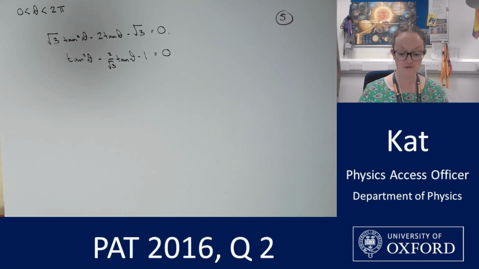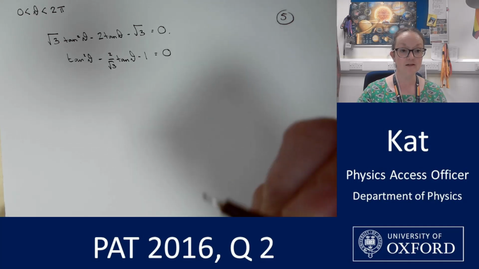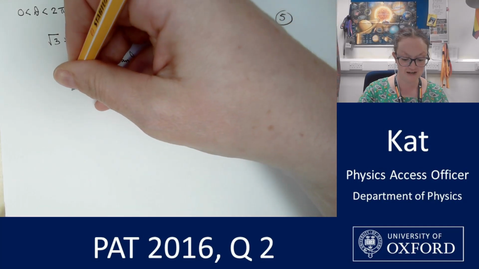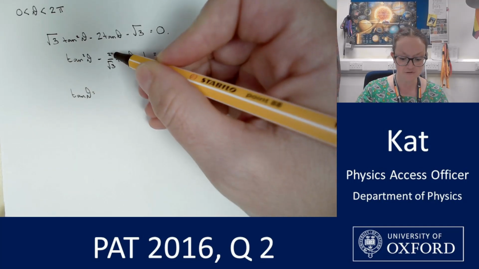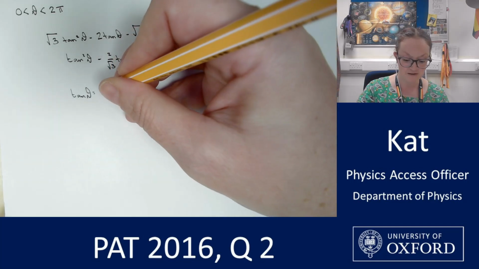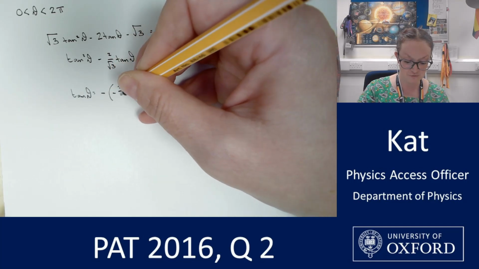Once I'm there, I have got a quadratic equation where the variable is tan theta. Therefore, I can use the quadratic formula, where usually we've got x, and our solutions are minus b plus or minus the square root of b squared minus 4ac, where a, b, and c are the coefficients of that quadratic equation. I'm going to work through not solving for x, but solving for tan theta. So my b, which is my coefficient of the tan theta term, is minus 2 over root 3.